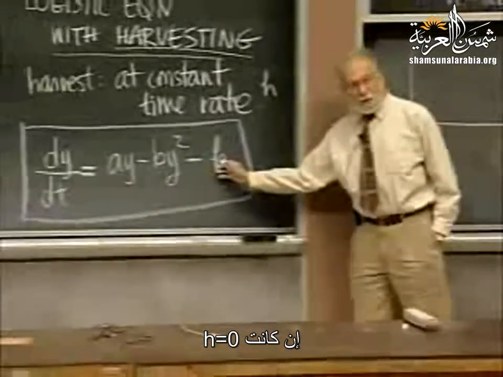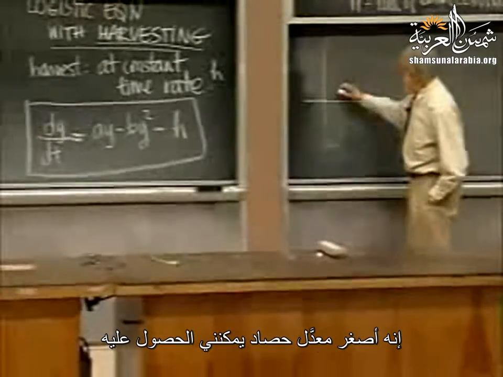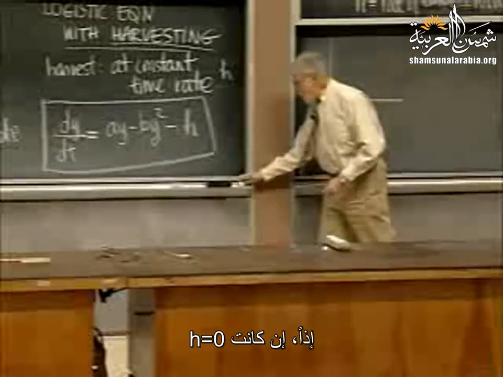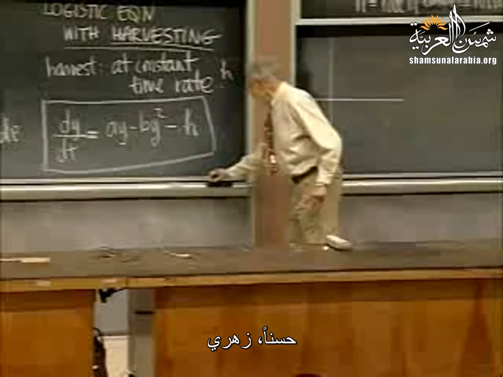If h is 0, that's the smallest harvesting rate I could have. The picture looks like our old one.